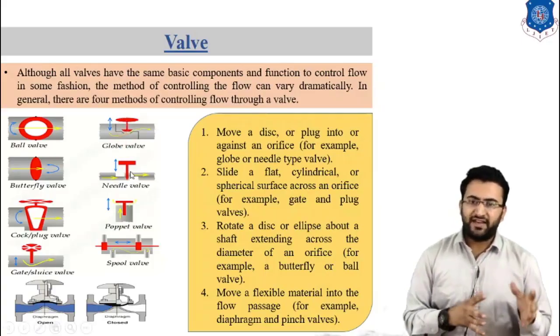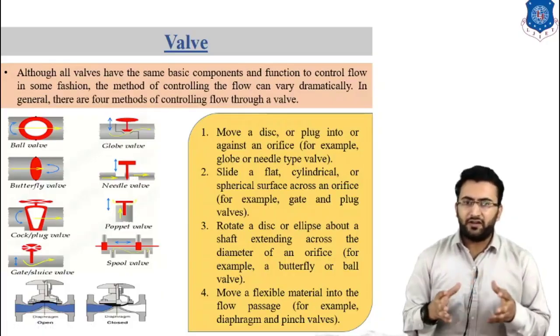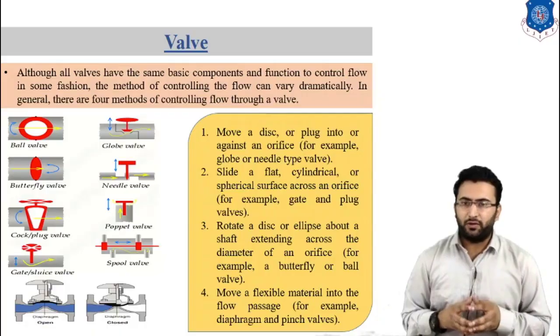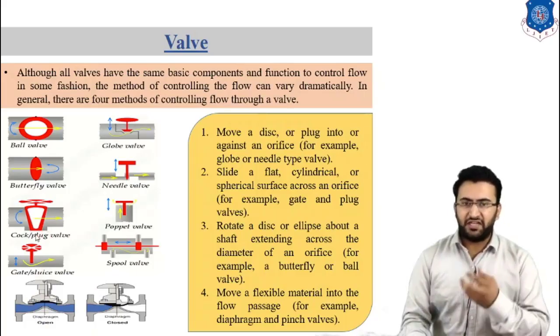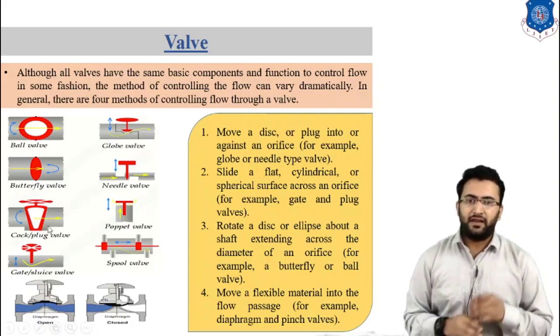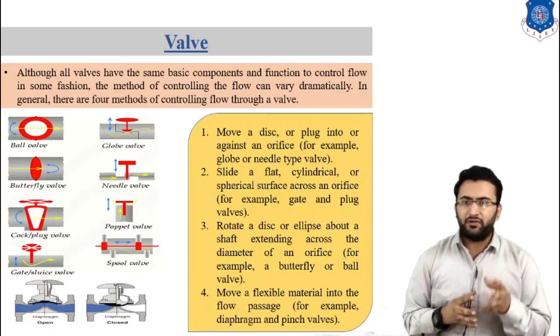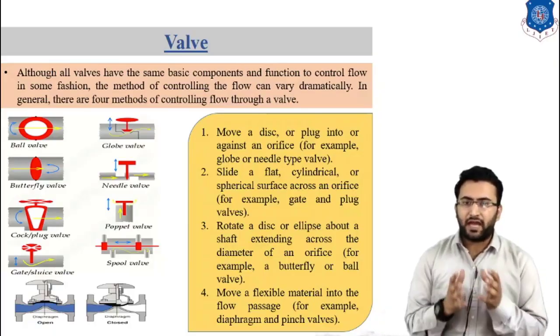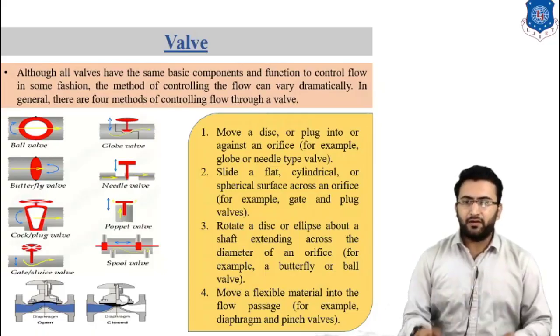Now let's talk about the second method, which is to slide a flat, cylindrical or spherical surface across the orifice. For example, gate and plug valves. Mostly gate valves and plug valves use a flat, cylindrical or spherical surface across the orifice. Then the third method is to rotate a disc or ellipse about a shaft extending across the diameter of the orifice. For example, butterfly valve or ball valve.